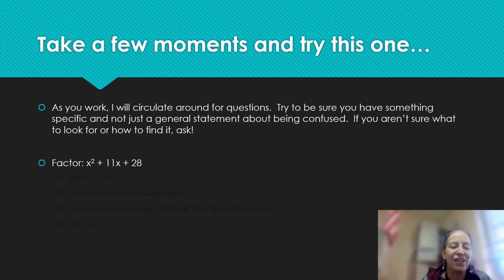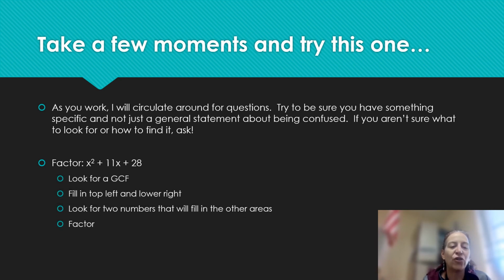So let's go ahead. Those are your statements, the things you need to do. Look for a GCF, fill in the top left and the lower right, then look for 2 numbers that will fill in the other areas and then factor from there. So go ahead, pause the video and pretend I'm circulating around. Do the problem out and then unpause it when you're ready to go over it.